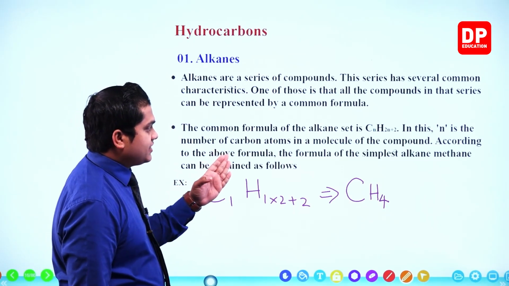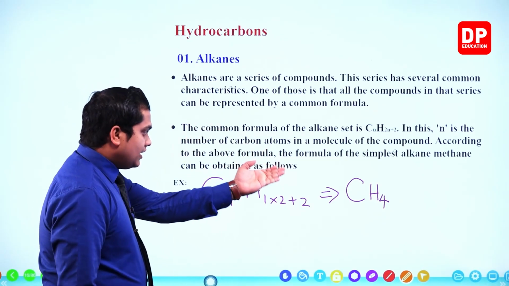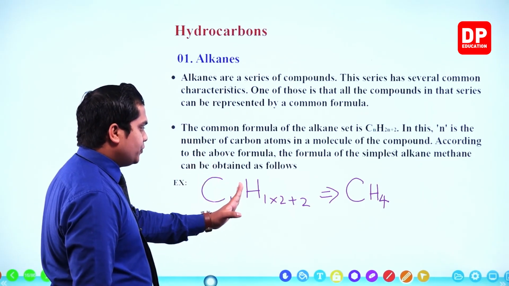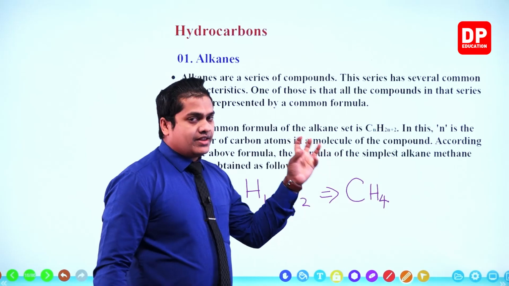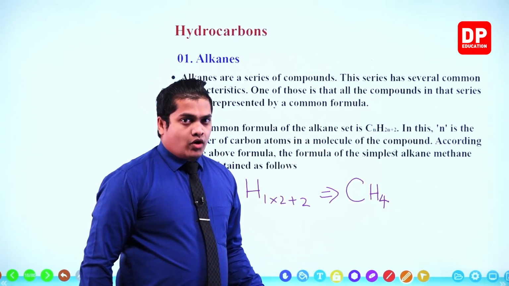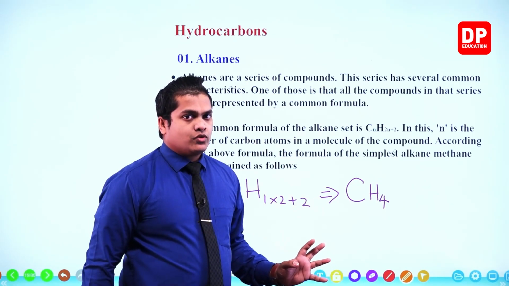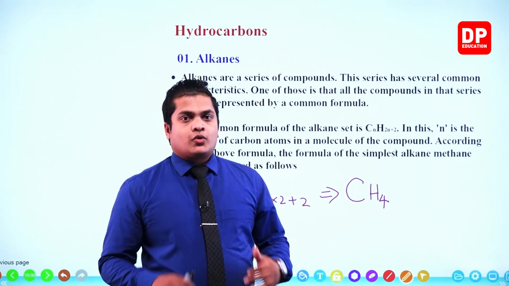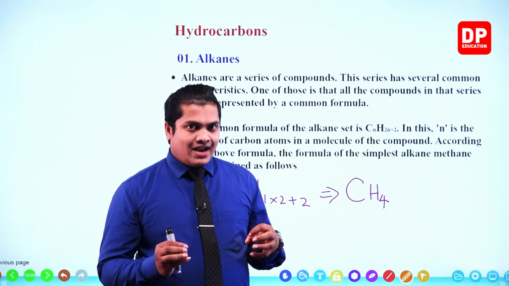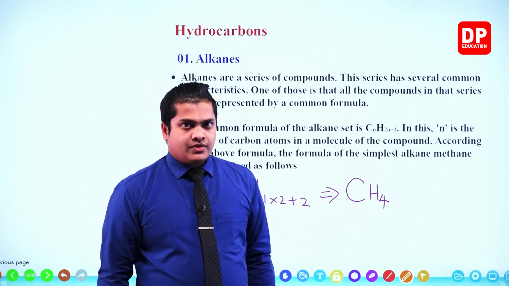So, the formula of the simplest alkane, which is methane, can be obtained like this. You multiply the number of carbon atoms by 2 and add another 2 to get the total count of hydrogen atoms. Remember, all of these elements are bonded with a single bond. That is why those things are called alkanes. Right, my dear children? So, this is the definition and the properties identified in alkanes.